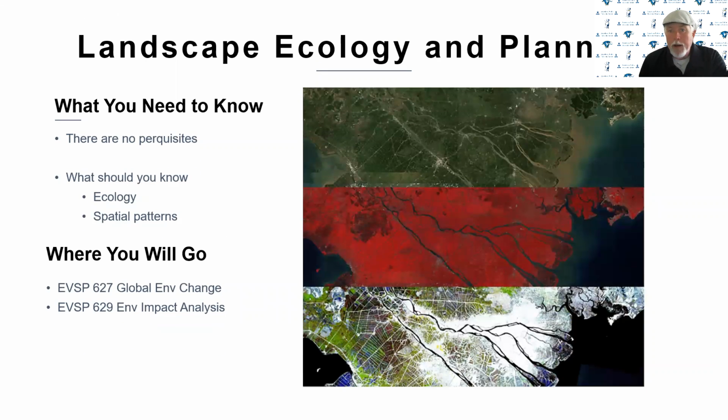Now, there's no prerequisites to this. It wouldn't be a bad idea to have an ecology class in your background. A little bit of spatial patterns and understanding remote sensing and how that goes, I think is pretty useful. And I would also say that some understanding of how to model will really help in the future with this. Now, if you haven't had global environmental change or environmental impact analysis, these are probably the classes that you'll be going to next, or maybe you just come from one of those.